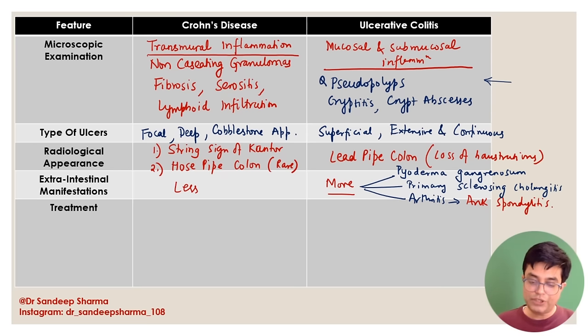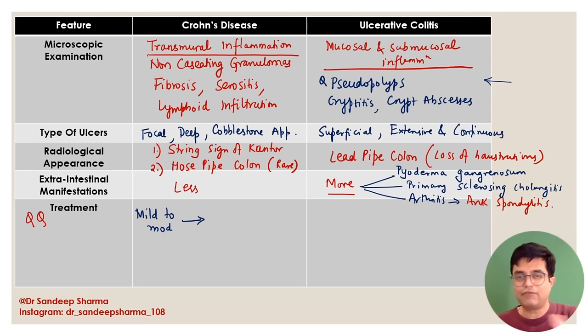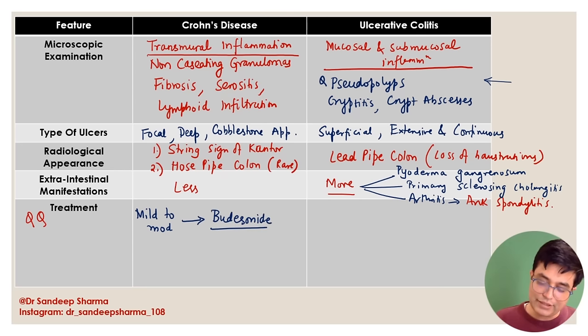Now coming to the treatment part. Treatment, recent MCQs have been asked on Crohn's disease as well as ulcerative colitis. So remember, we'll keep it simple. In cases of mild to moderate Crohn's disease patient, it is usually found that 5-ASA agents, 5 amino salicylic acid agents, are not very effective. So topical steroids or locally acting steroids like budesonide are effective. Budesonide enemas can be given. Budesonide oral preparations can be given.